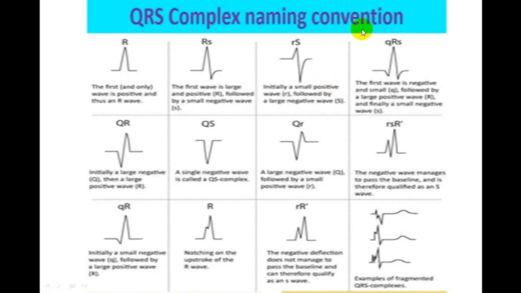Now naming: we already told you the first positive deflection above the isoelectric line we call the R wave. So first positive followed by a second negative, we write as a capital R, and if the S wave is small, we write a small s. If the first positive wave is small and the second negative wave following the R wave is bigger than the R wave amplitude, then we write a small r and a capital S. Like this we name all of these.